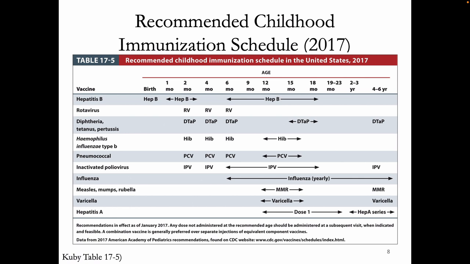And so this is sort of the 2017 CDC recommendations. They have changed a little bit. You can see that many of them start in this 2 to 6 month age period. By and large, they're usually given in a 3-dose series. And so you generally get 3 shots of most of these.